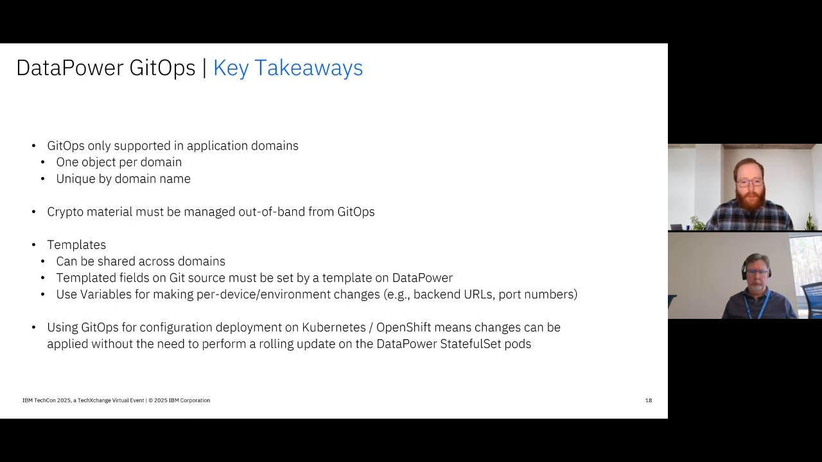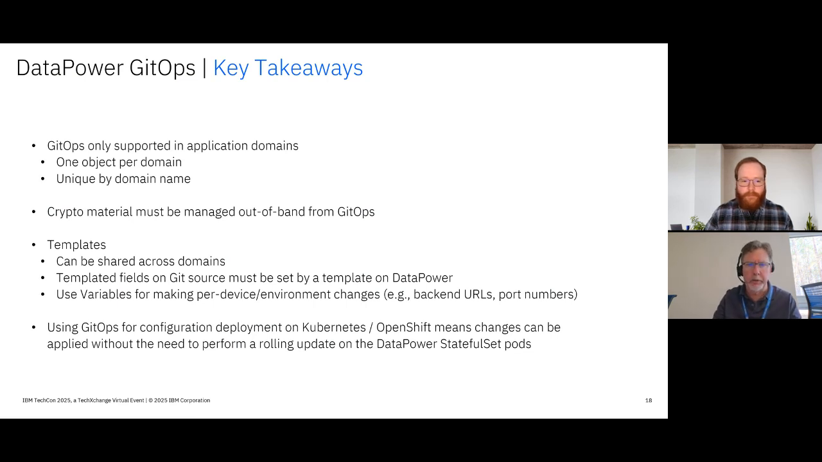So if you were managing your DataPower with config maps and the operator, making a change does a rolling update to that stateful set, which is a standard for Kubernetes. But of course, with GitOps, you can avoid that and have the DataPower pull the configuration directly. So that's something to be aware of, and I think a nice value add for this feature. And I think that's it, and I'll hand it over to Ivan.